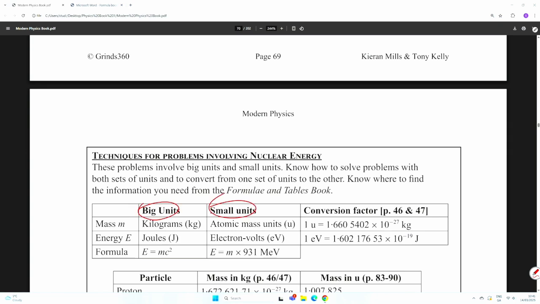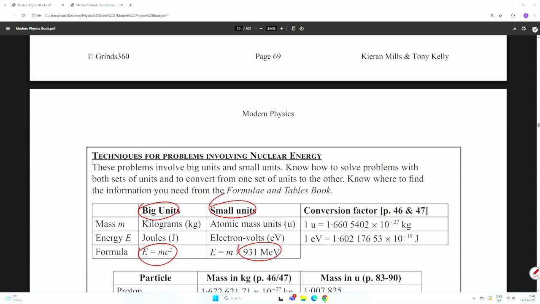When we're talking about big units, use E equals mc squared. And for small units, you can multiply the mass in atomic mass units by 931 mega electron volts to get the amount of energy in the small units. And you've got your conversion factors there.